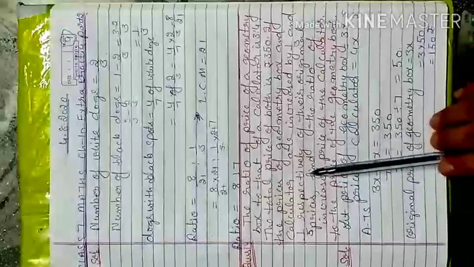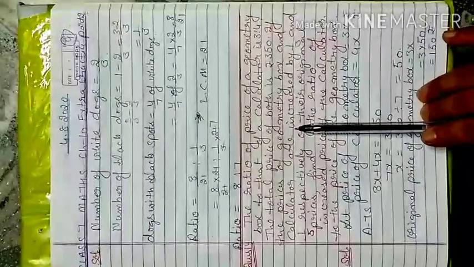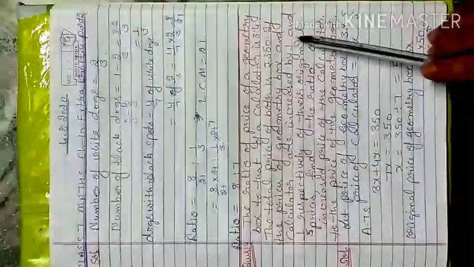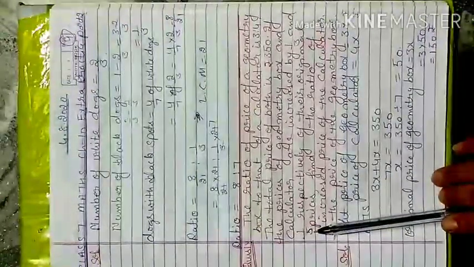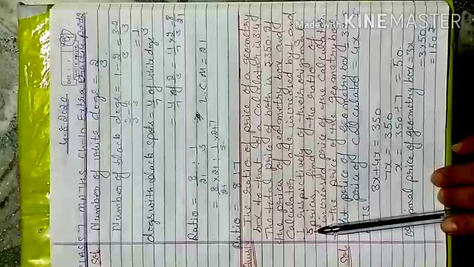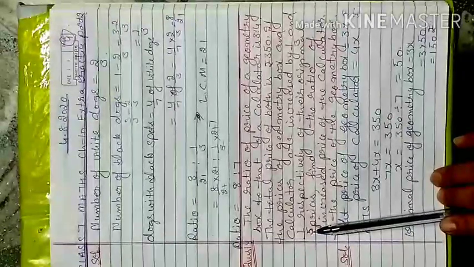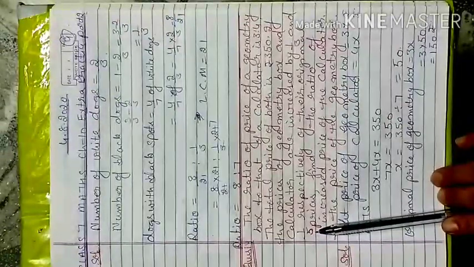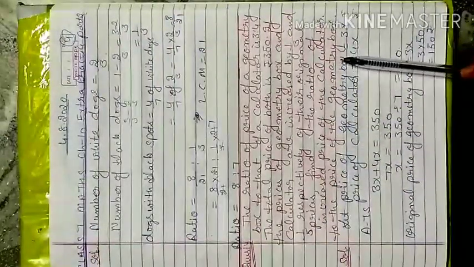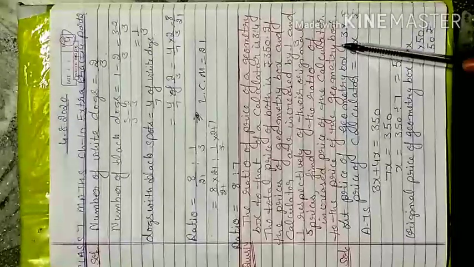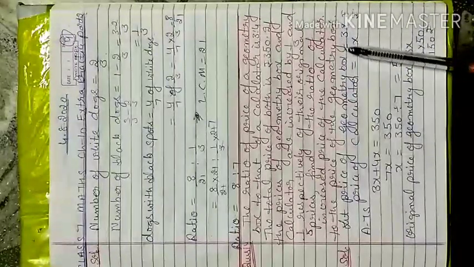In the second part, now the geometry box price is increased by 1 by 3 and the calculator price is increased by 1/5 of the original price. If the geometry box price is increased by 1/3 part of the original price and the calculator is increased by 1/5 part of the original price, what will be the ratio of the increased price of the calculator to the geometry box? So that is the second part of the question.